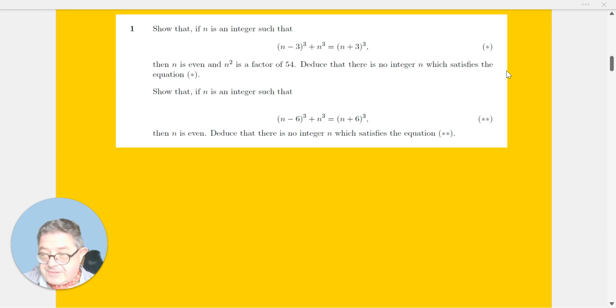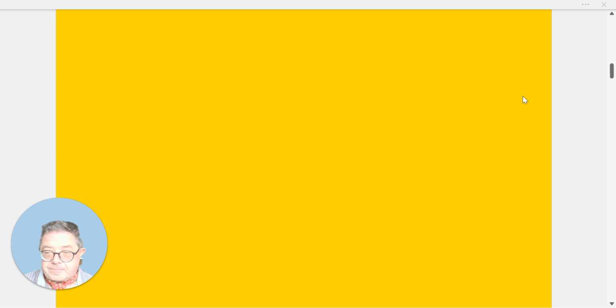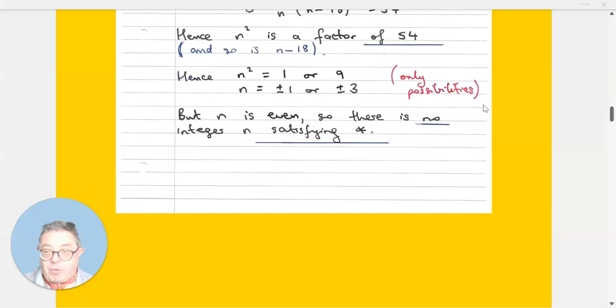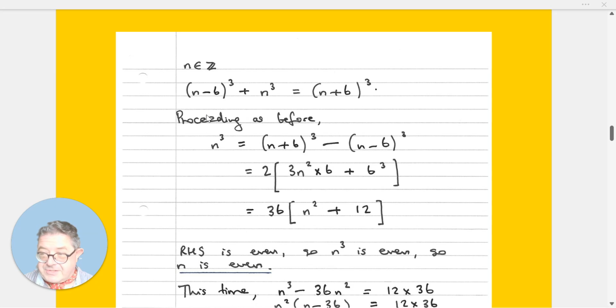Now, often in STEP questions, they lead you through a first part, then give you a second part in which you are expected to have learnt from the first part. And this question is a bit like that. So, show that if n is an integer and that n minus 6 cubed plus n cubed equals n plus 6 cubed, again n is even, and we need to deduce, once again, there is no integer n satisfying the equation double star. So, starting in the same way as before, we have n minus 6 cubed plus n cubed equals n plus 6 cubed.